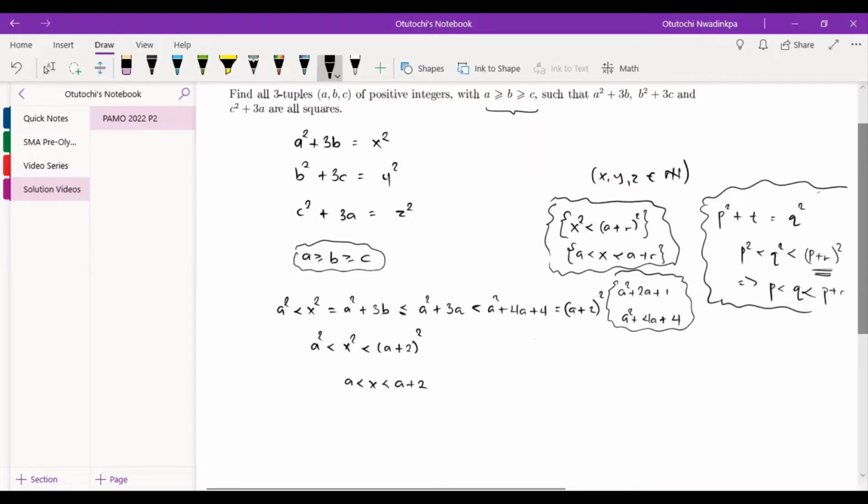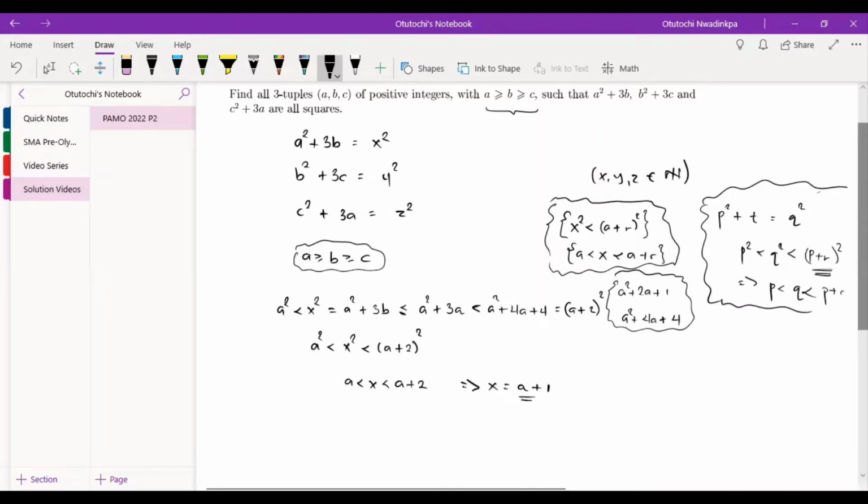Of course, since x is an integer, the only possible solution for x would be x equal to a plus 1. Now you guys have seen how the bounding has helped us in this case, right? So now basically, what is x?